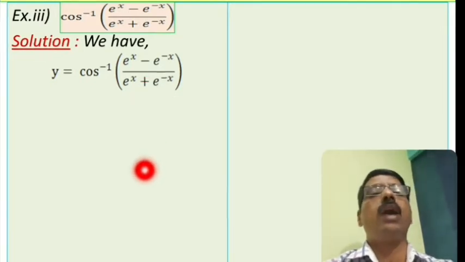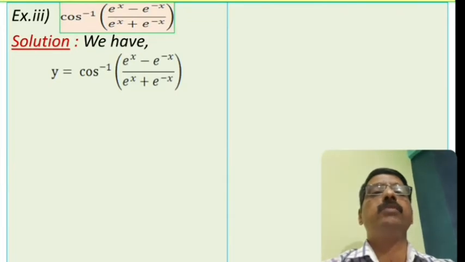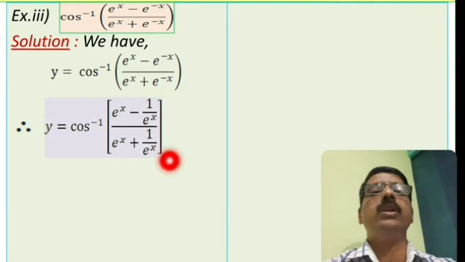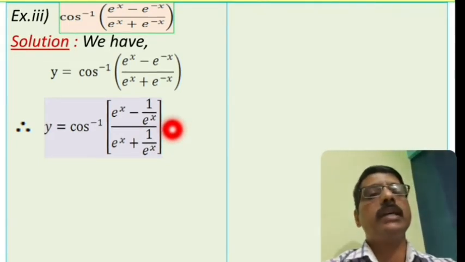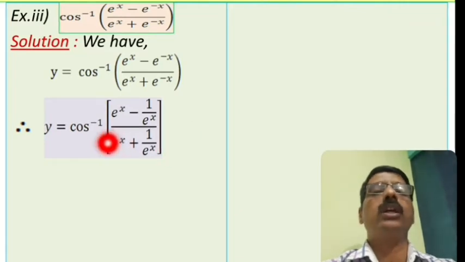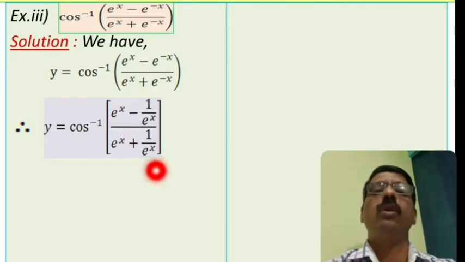Then we have to apply the substitution here. Directly we cannot apply the substitution, therefore firstly simplify the given function. Therefore y equal to cos inverse of, here taking e raised to minus x in the form of 1 upon e raised to x by the help of the laws of indices. Again, the given function becomes y equal to cos inverse of (e raised to x minus 1 upon e raised to x) upon (e raised to x plus 1 upon e raised to x).